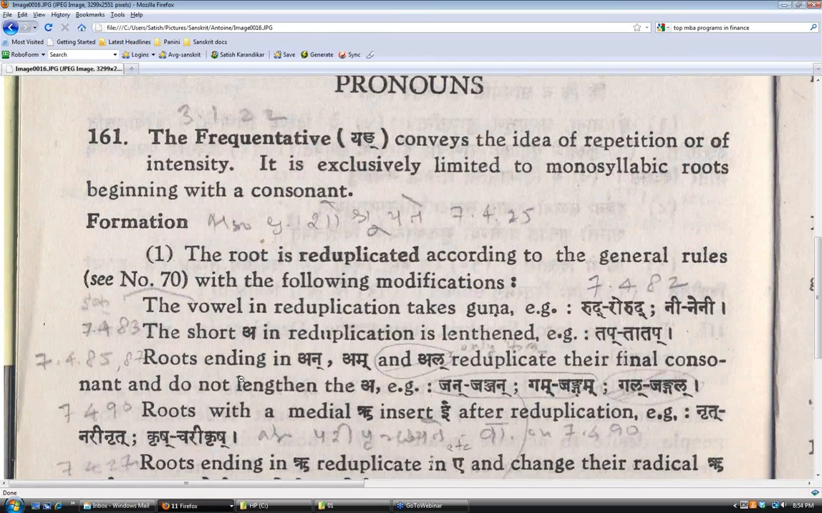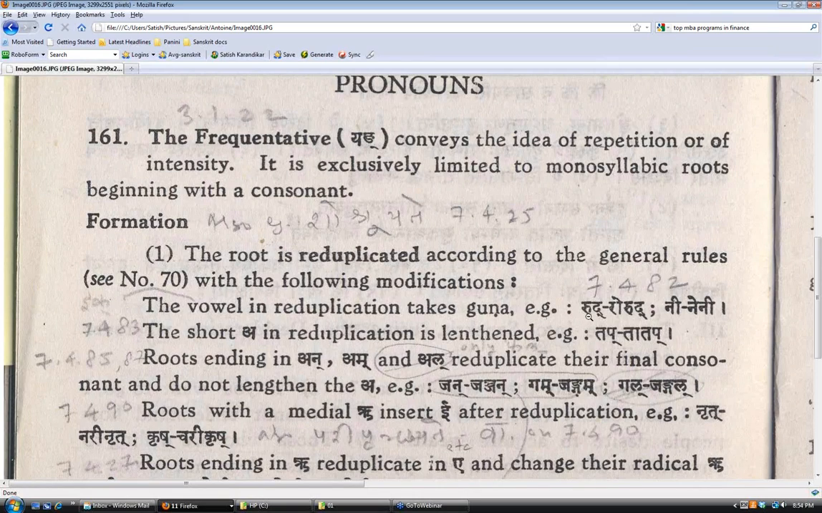Now the rule is reduplicated according to the general rules. Reduplicated according to the general rule, which means what? General rules means you have to apply the 7459 Rasaha, Kaladi Shesha, 7460. Then do, if need be, Chohakuhu. You have to do the Urat, Urandaparha. General rules. Reduplication takes Guna.